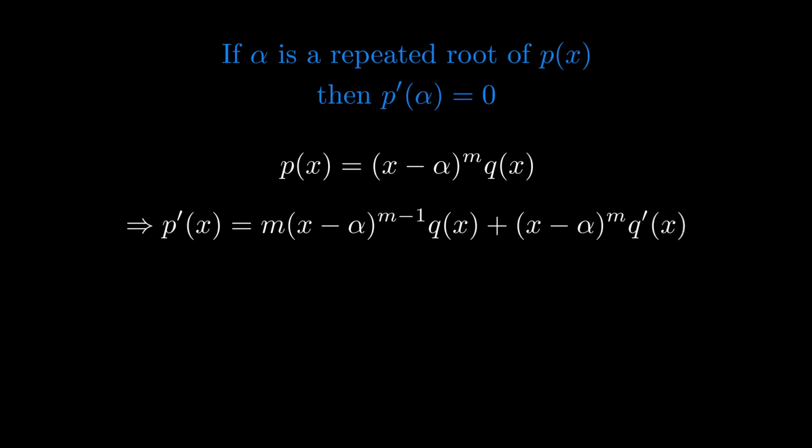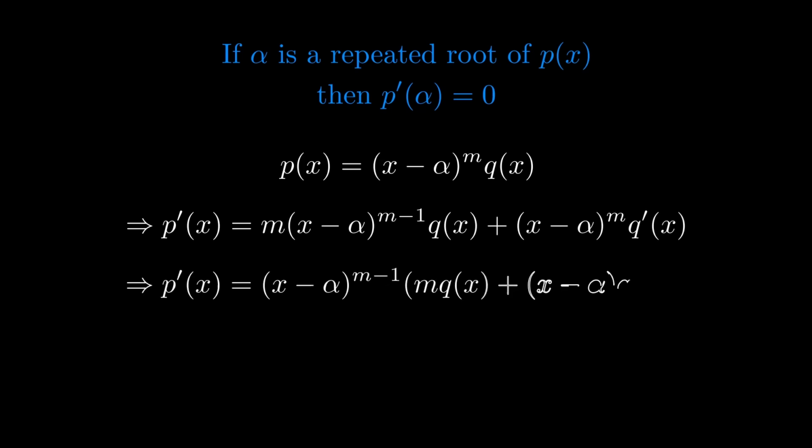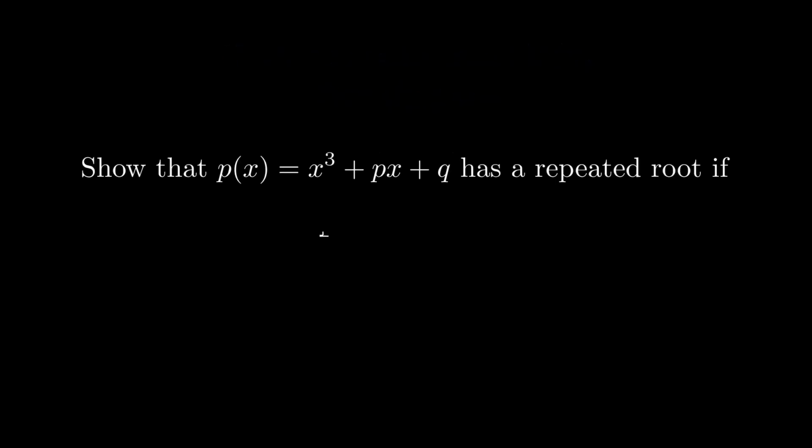I will differentiate this expression once to get the following expression. Now this is done using the chain rule. Now substituting alpha in p prime, we can see that for m greater than 1, p prime alpha equals 0. Now this is a complicated problem and uses differentiation. Please feel free to skip this part as well.